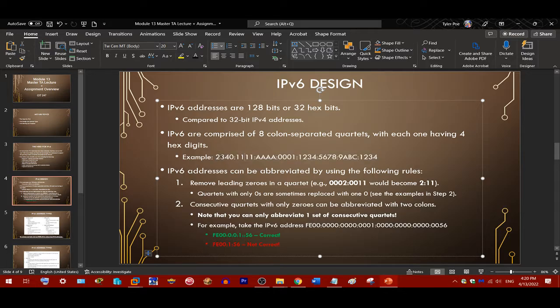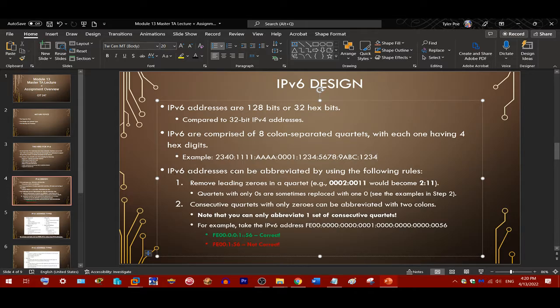You can see that it has 8 groups of 4 numbers and letters. It is in hexadecimal because the number range goes not just from 0 to 9, but also goes up to the letter F. So it's numbers 0 to 9, and then after that A, B, C, D, E, and F.